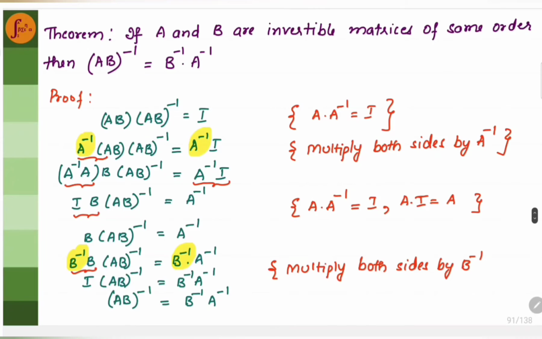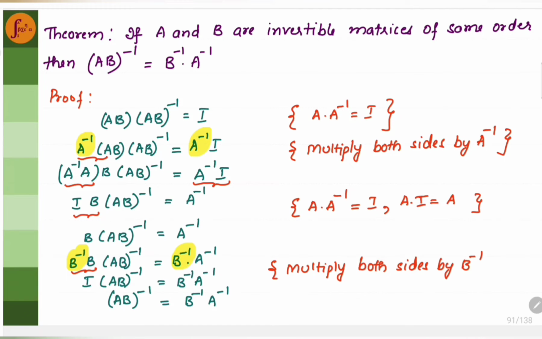Now we'll go with another theorem. The theorem states that if you have two invertible matrices, say A is an invertible matrix and B is an invertible matrix. Invertible matrix means there is an inverse for matrix A or for matrix B, because you can find the inverse for that matrix, so it's invertible. Now the theorem states that if you take the inverse of A into B, it will be the same as B inverse into A inverse.